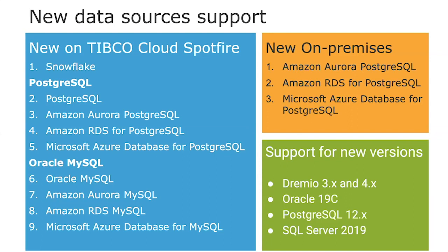We have also enabled Postgres, Amazon Aurora for Postgres, RDS Postgres, Azure Postgres, and we have also enabled MySQL, plain MySQL on Oracle, but also Aurora, RDS, and Azure. New data sources on premises in 10.9: Aurora Postgres, RDS Postgres, and Azure Postgres. And we have also made sure that existing integrations work with the latest and greatest versions of Dremio, Oracle, Postgres, and SQL Server.